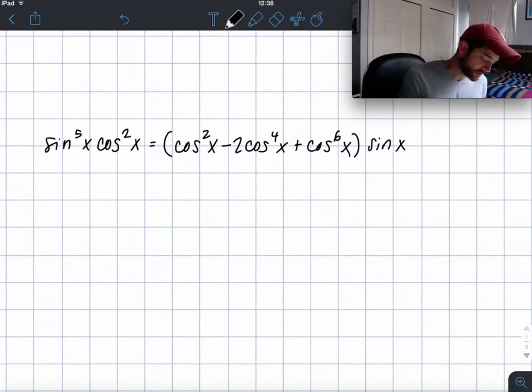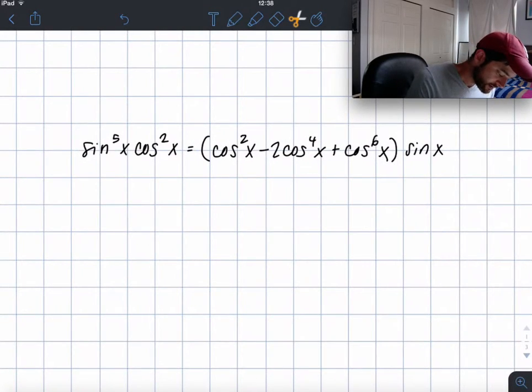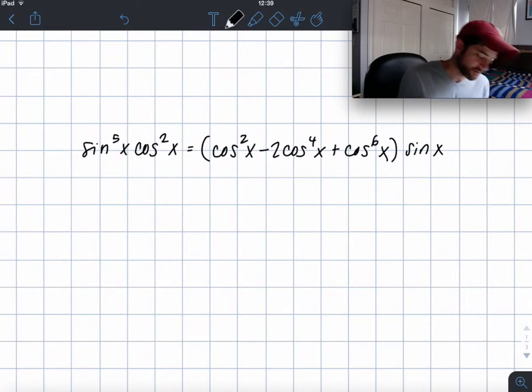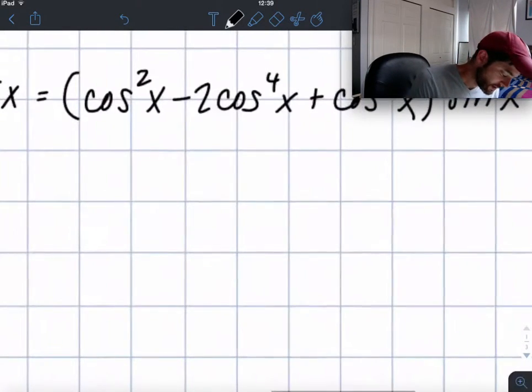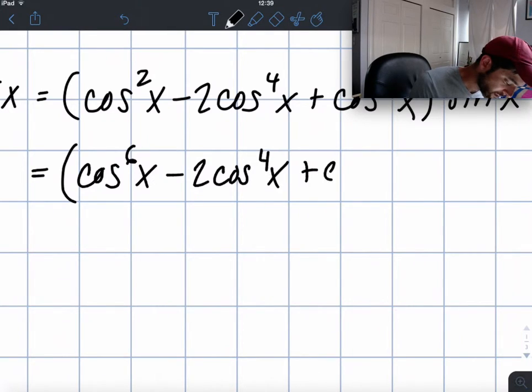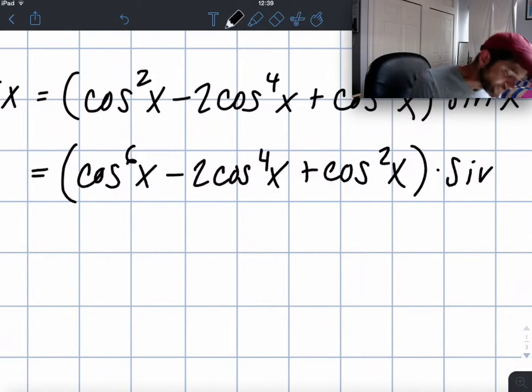Now the first thing I'm going to do is that trinomial with cosine in the parentheses, I'm going to put that in standard form, meaning I'm going to put it in highest degree to lowest degree. So this is going to equal cosine to the 6x minus 2 cosine to the fourth x plus cosine squared x times sine x.